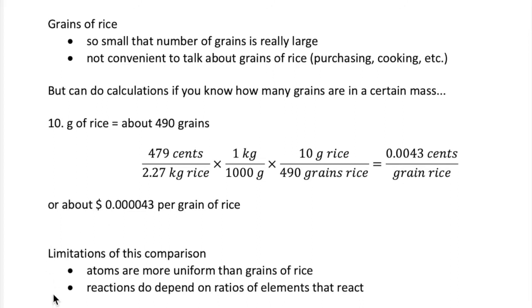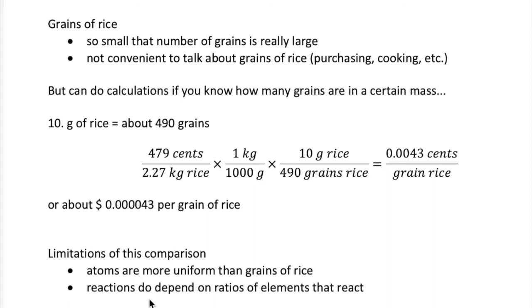One thing that's a limitation I thought of for this comparison is that atoms and molecules are more uniform than grains of rice. So if you have a different kind of rice, short grain versus long grain versus wild rice, you might not get this same conversion factor. If you were to try it, you might be a little bit different. Whereas atoms and molecules are more uniform.